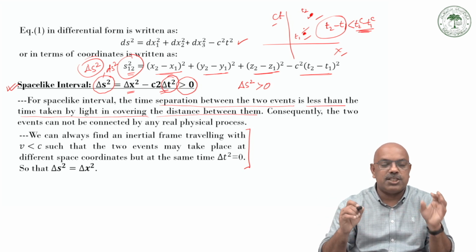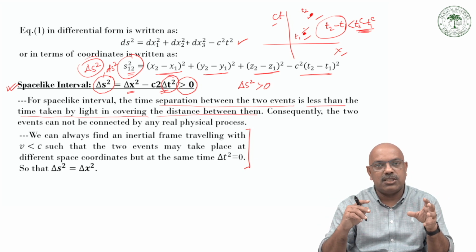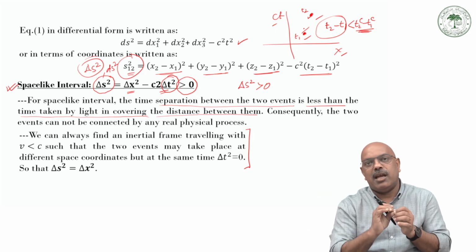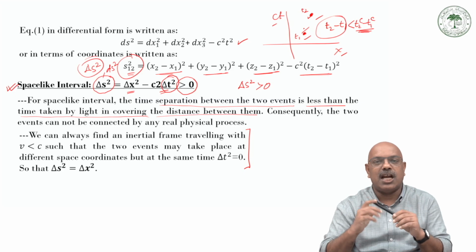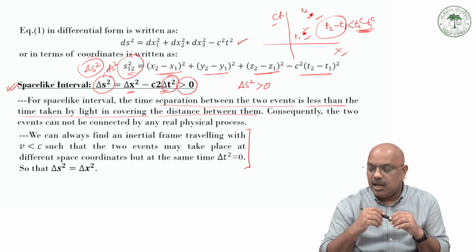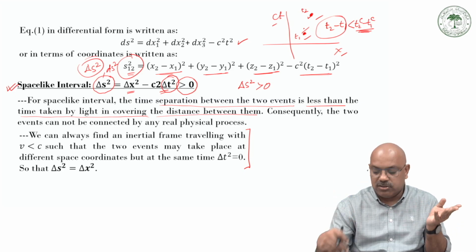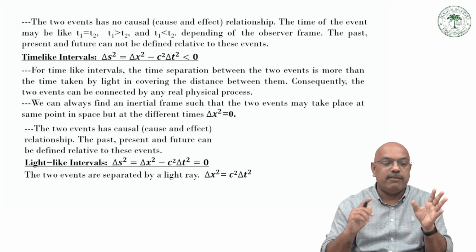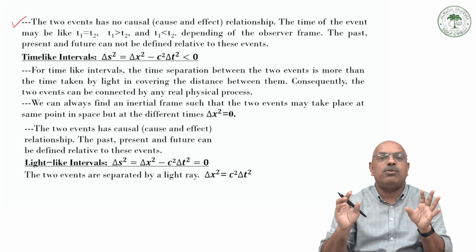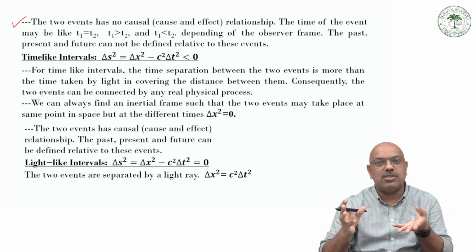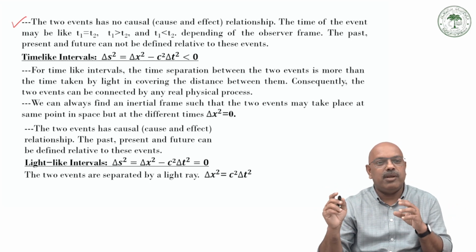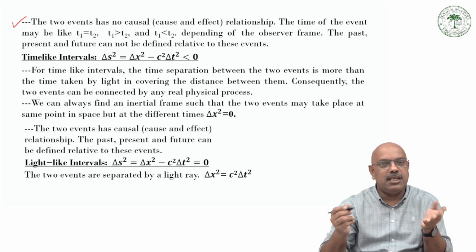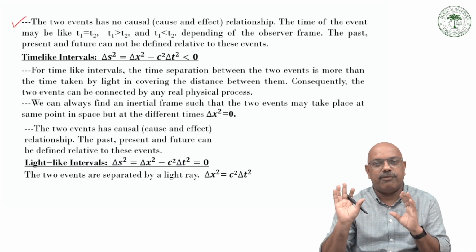But for the time being, space-like intervals are those intervals in which the time taken between the two events is less than the time taken by the light to travel that particular distance. That means the two events are happening with a velocity more than the velocity of light. Therefore, the two events for the space-like interval have no causal, cause and effect relationship. The time of the events may be t1 equal to t2, t1 greater than t2, or t1 less than t2, depending on the observer frame.